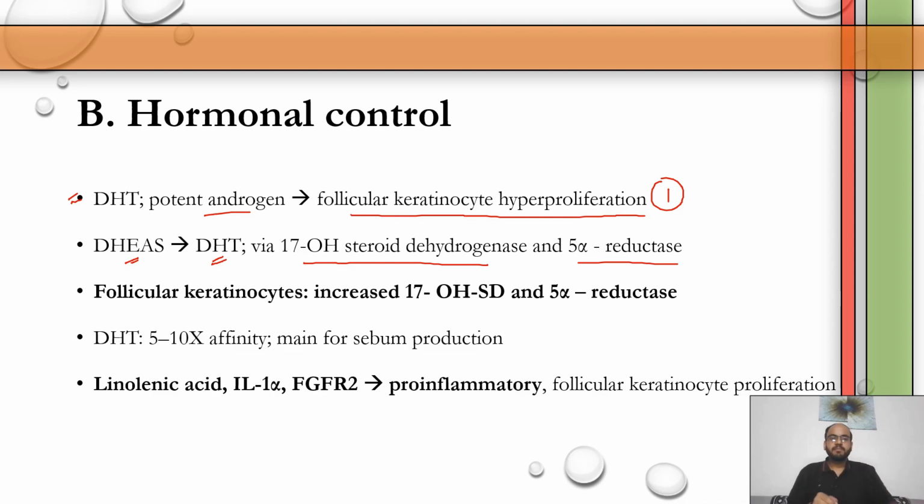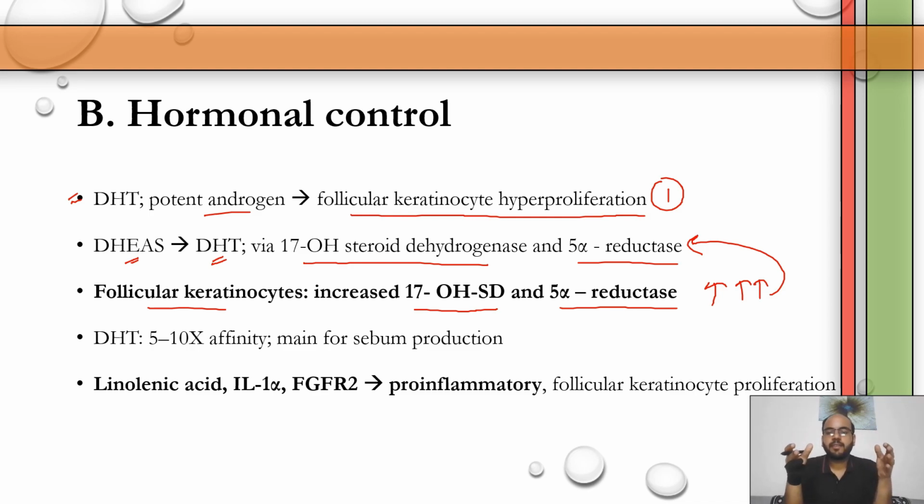Now, follicular keratinocytes have increased 17-hydroxysteroid dehydrogenase and 5-alpha reductase activity. When this activity is more in follicular keratinocytes, more DHEAS will be converted to DHT. So you get my point? Follicles have increased 17-hydroxysteroid dehydrogenase and 5-alpha reductase. These two enzymes are responsible for conversion of DHEAS to DHT, and DHT is a potent hormone.